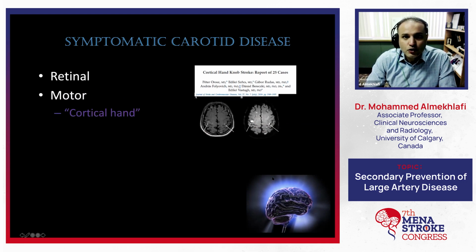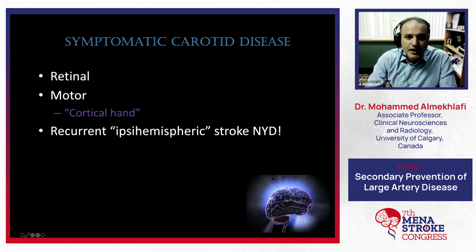However, it can present also with weakness, with motor impairment, and classically the cortical hand syndrome, in which the patient describes sudden acute weakness and loss of power in the hand that could be transient or permanent, depending, and it can sometimes be hard to differentiate from peripheral neurological causes.